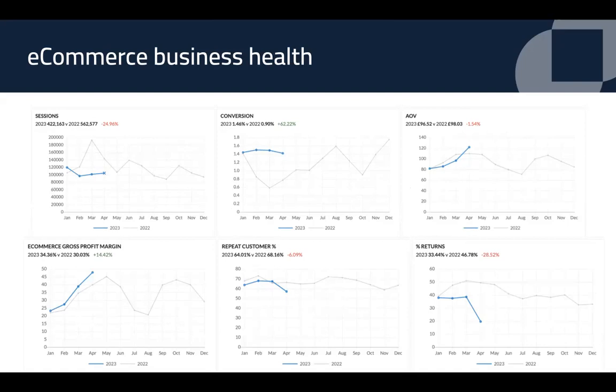And in this instance, I'd be asking myself, why are my sessions down versus last year? Does this correlate with my costs? Have I removed or dialed down my efforts in certain traffic channels? Then if we move on to conversion, you can see conversion here is actually on the flip. It's actually up on last year.